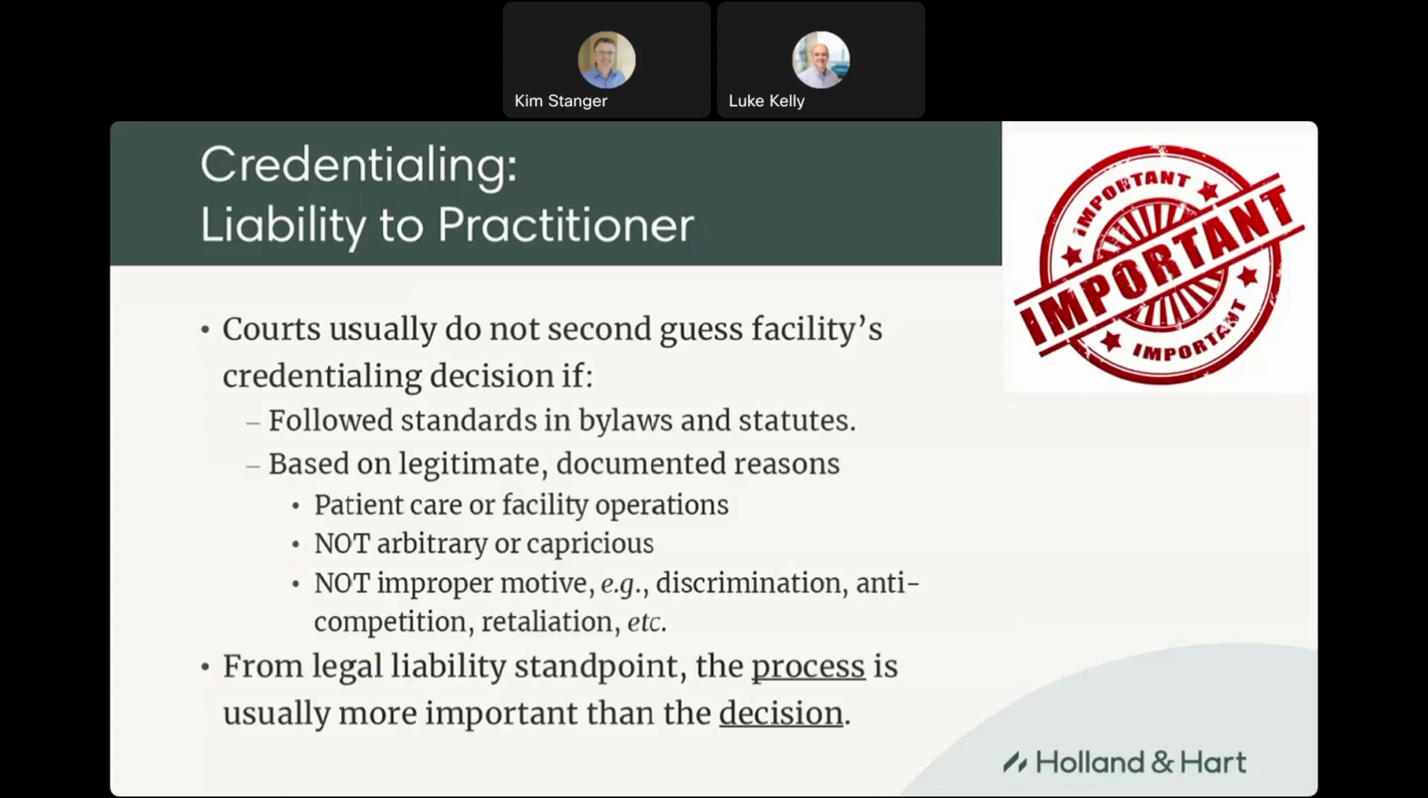The good news is, at least when it comes to liability to the practitioner, courts usually do not second guess a facility's credentialing decisions so long as that facility followed the standards set forth in the bylaws and the statutes, and that decision was based on legitimate, documented needs or reasons. They can be patient care or facility operations reasons, but the reasons should not be arbitrary or capricious, and certainly they can't be motivated by an improper purpose, such as discrimination, anti-competitive, retaliatory, those types of things.